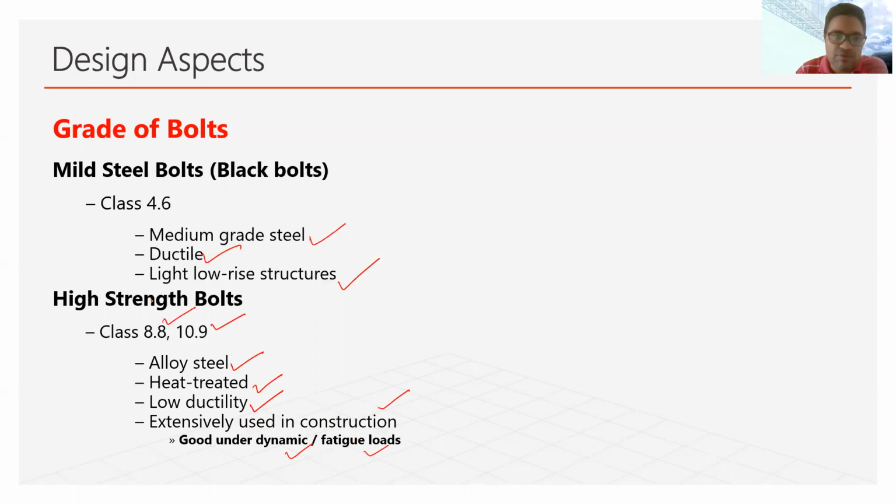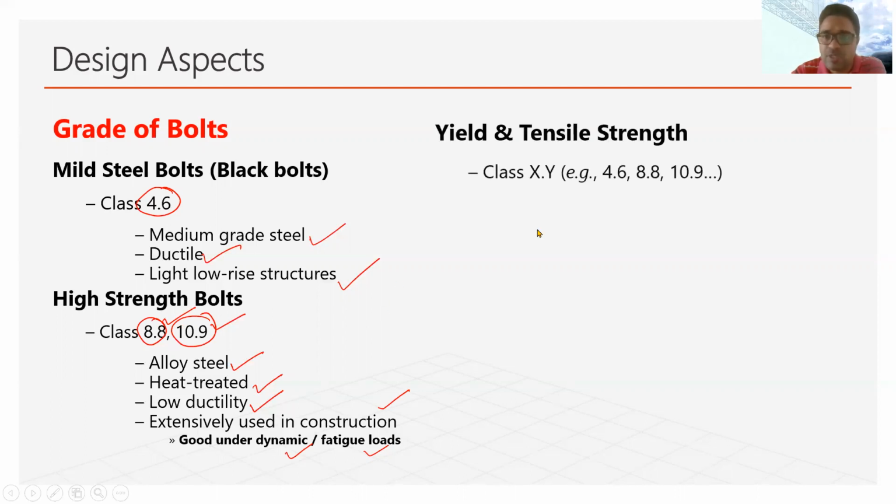Now we will try to understand what is the meaning of this number 4.6 or 8.8, or how do we interpret this number. If we are given this number, we will be able to understand the ultimate strength of the bolt as well as the yield strength of the bolt. Now how do we determine those strengths using this number, that I will be explaining here. So the class can be identified as x point y. So x here means this number, and y here means this number. Okay, so how do we determine the ultimate and yield strength of the bolt?